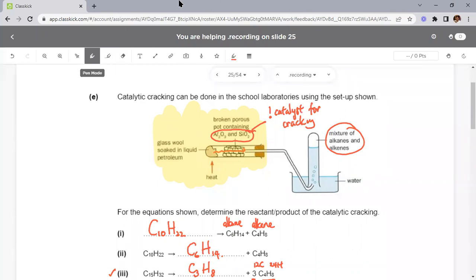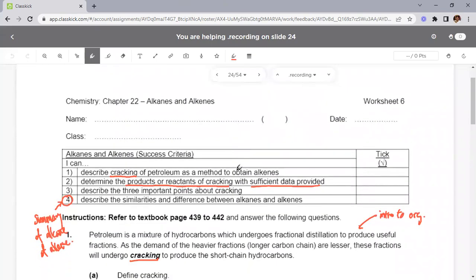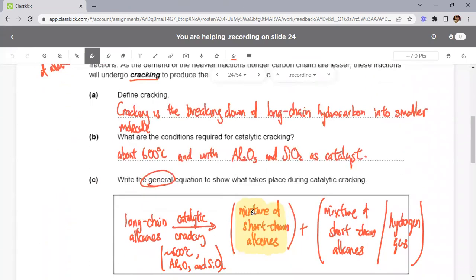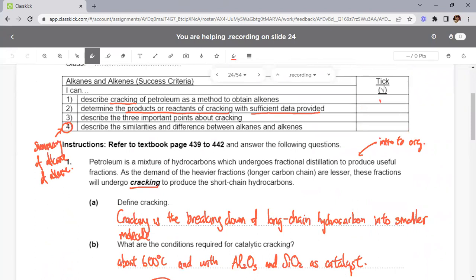Okay, so let's go back to slide 24. What we have covered: we are able to describe cracking of petroleum as a method to obtain alkenes using the general formula over here. Tick. Are we able to determine the products and reactants of cracking with sufficient data provided? That's actually what we have done on the next page, where, looking at a chemical equation, we can find out what are the products and what are the reactants. We know the 3 important points about cracking, producing short chain alkenes, hydrogen, and also petrol.